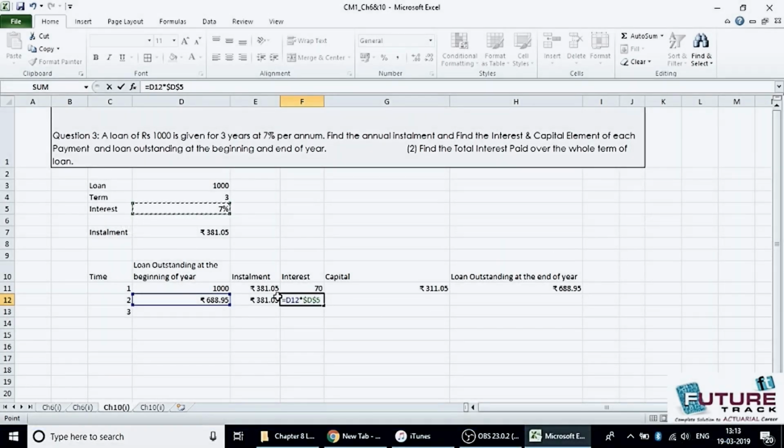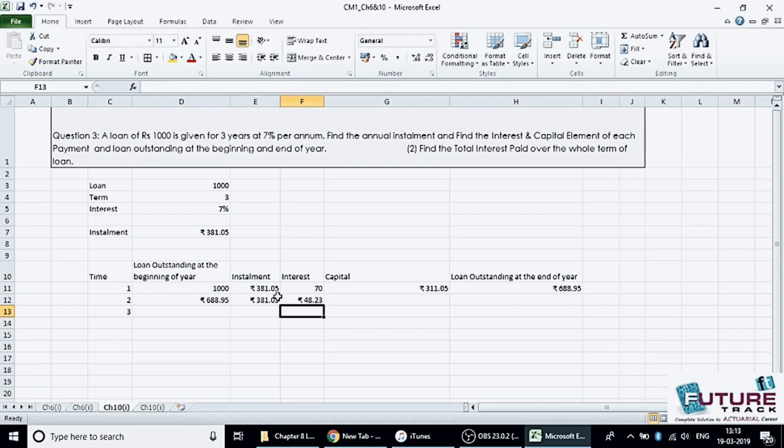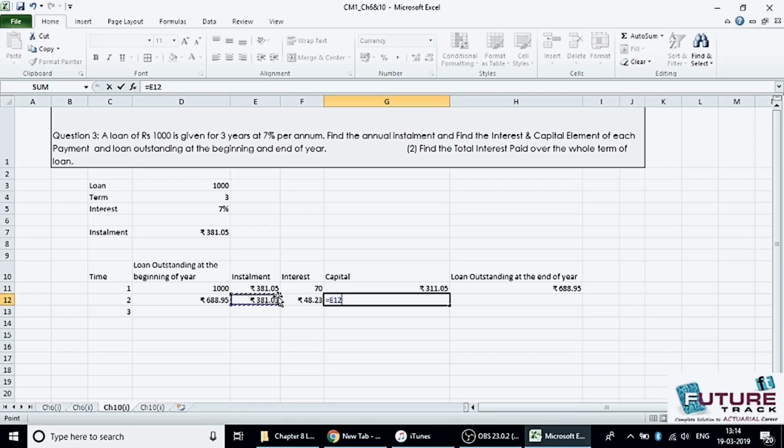So function F4, we put the dollar sign. So we get the interest 48 point. Okay, let's find the capital part. What is capital? So installment minus the interest, right? So we get this. So no dollar sign here. Why? Because when we make it down, it becomes E13 minus F13, right? The cross check like this.